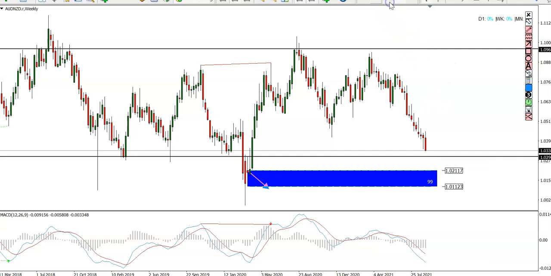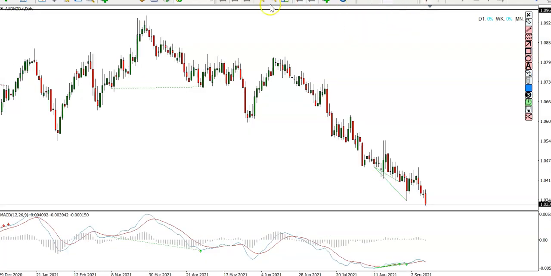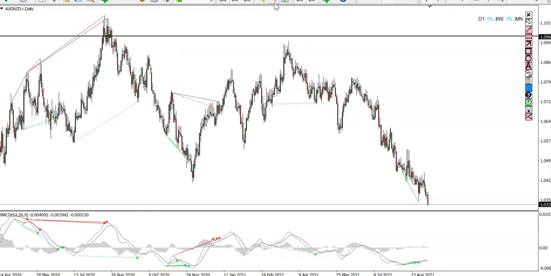Okay, so let's have a look at the daily charts. Worth noting, the start of last week was one of the reasons I was taking this trade this week also: we had the initial daily divergence signal.